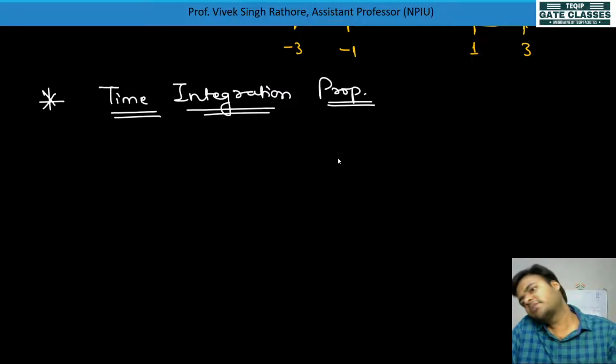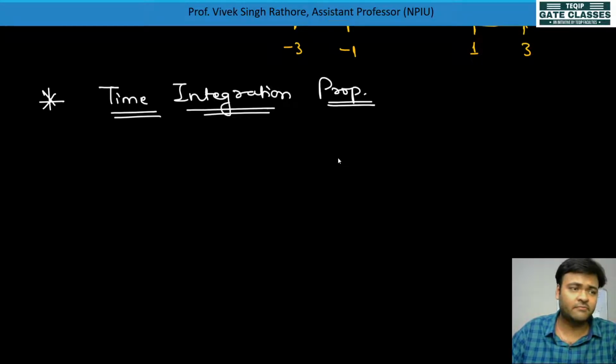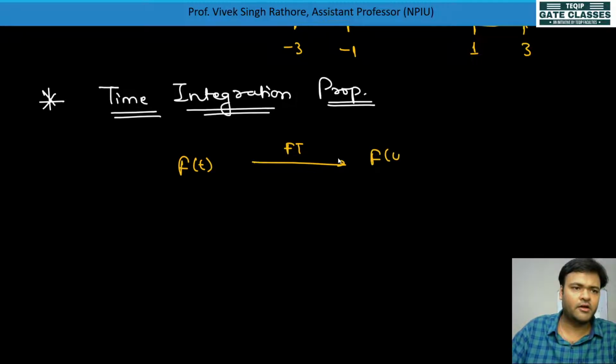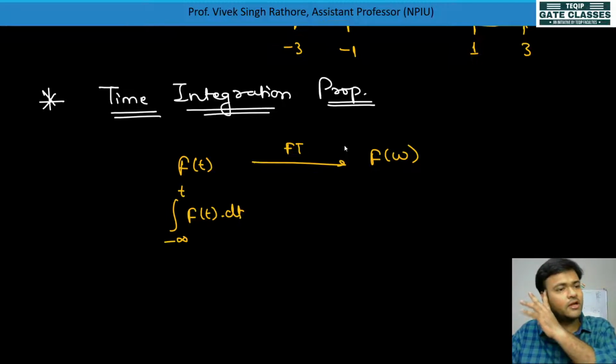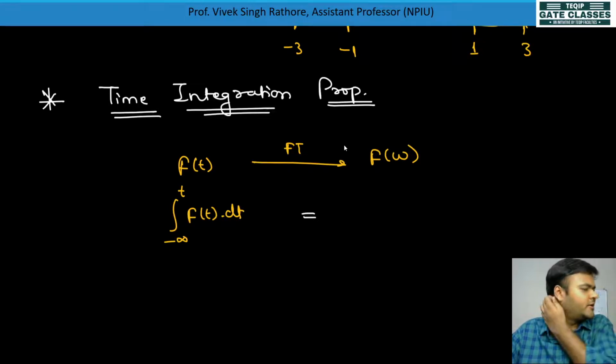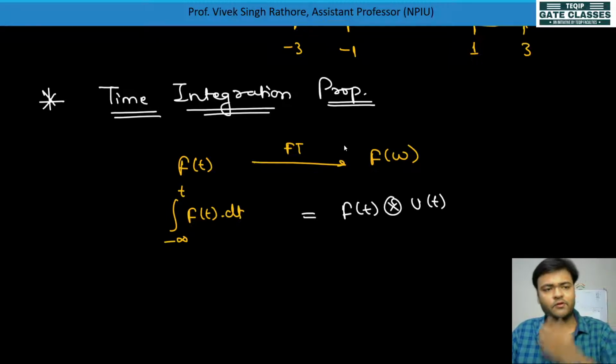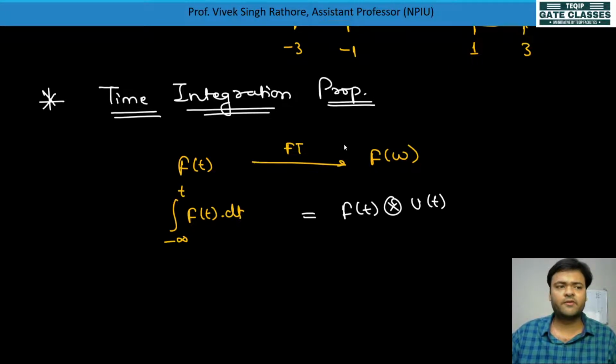Time integration property of the Fourier transform, what does it mean? We need to do integration in the time axis, the time domain. If f of t has Fourier transform F of omega, and you are doing time integration, that is, integrating f of t dt from minus infinity to t, then, as I told you in module 2, whenever any signal is integrated it is the same as f of t convolved with u of t. Convolving f of t with u of t represents the same as integrating f of t dt from minus infinity to t.